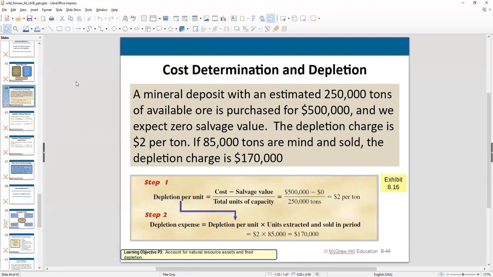And so if we calculate that the depletion charge is $2 per ton, which is $500,000 divided by 250,000, and if in the first year we mine 85,000 tons, the depletion charge is $170,000. We have no salvage value, so we're going to ignore that. When we come up with a depletion expense, notice this is an expense. We're going to multiply the depletion per unit times the number of units extracted and sold in the period.